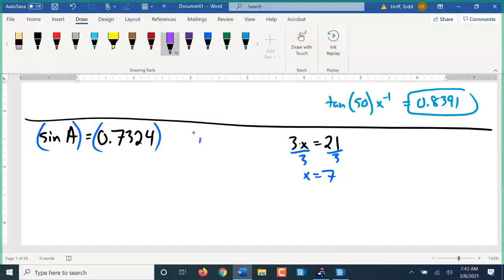There are 3 different notations used for the inverse of a trig function. More specifically right now, the inverse sine. We can do inv sine, inverse sine.